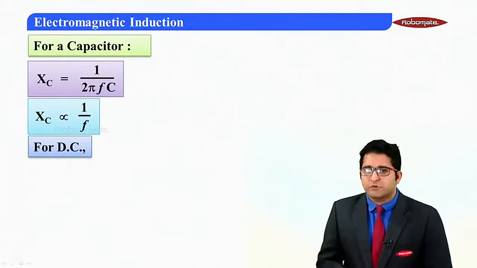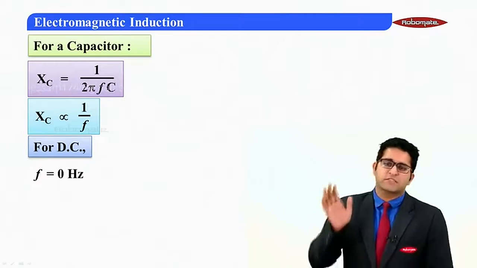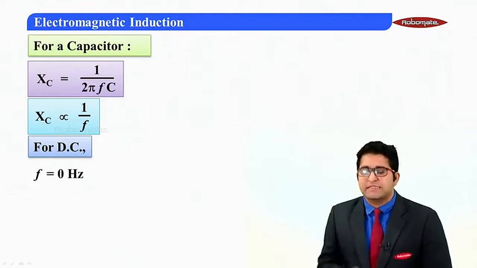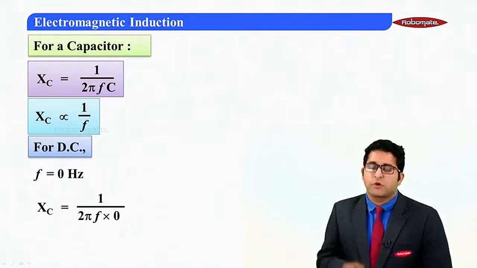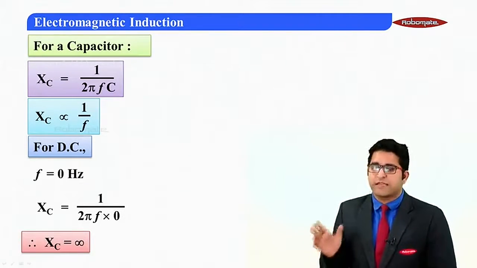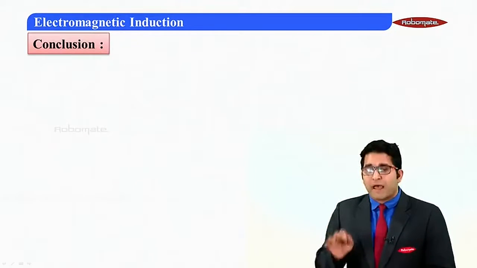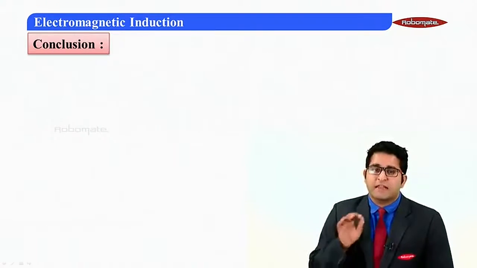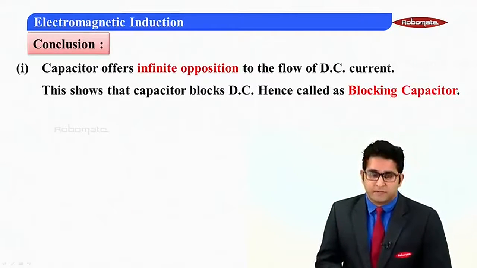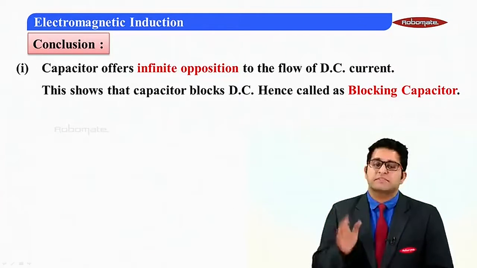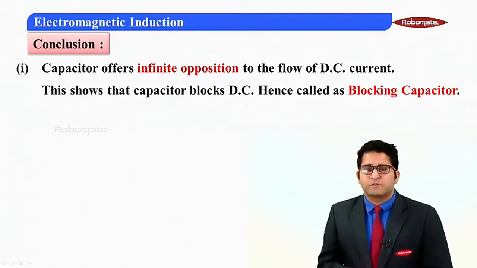Now students, for a DC source, frequency will again be 0 Hertz. If I put frequency equal to 0 Hertz in the above equation, what will I get? XC = 1 upon 2 pi F into 0, which gives 1 upon 0, which is infinity. So XC equals infinity. From this we conclude that the capacitor provides infinite opposition to the flow of DC current, or it blocks DC current, and that's why it is referred to as a blocking capacitor.